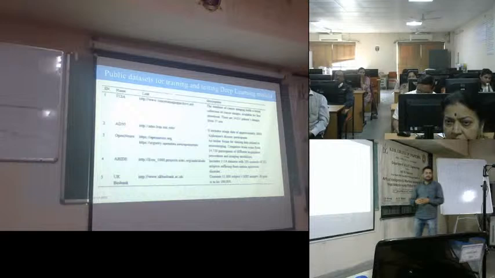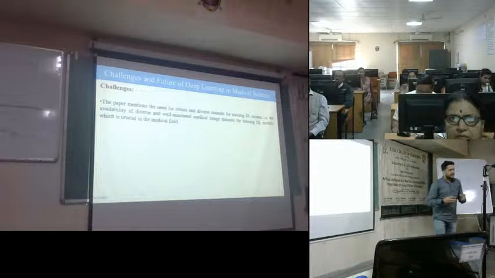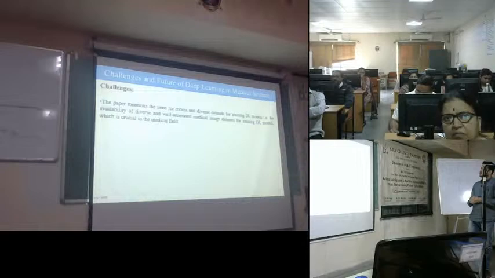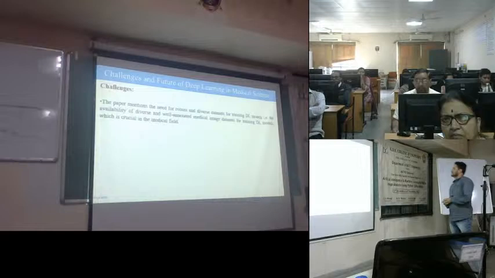Now I have found some challenges from the paper, from the overview done by the authors. Out of that, the first challenge which I have observed is that the paper mentioned the need for robust and diverse datasets for training deep learning models, that is, the availability of diverse and well annotated medical image datasets for training DL models, which is very crucial.